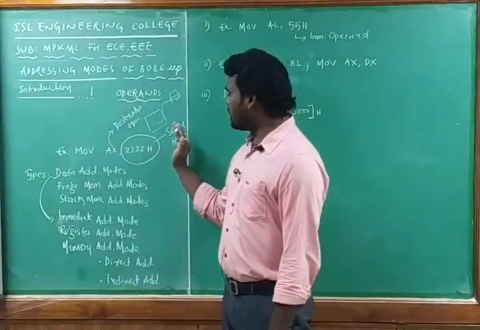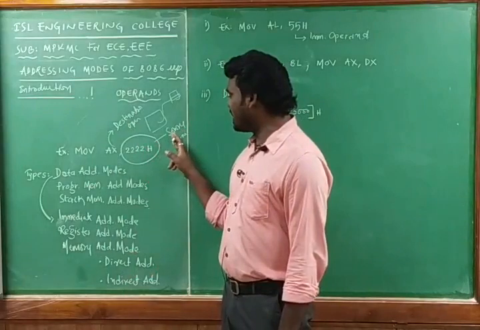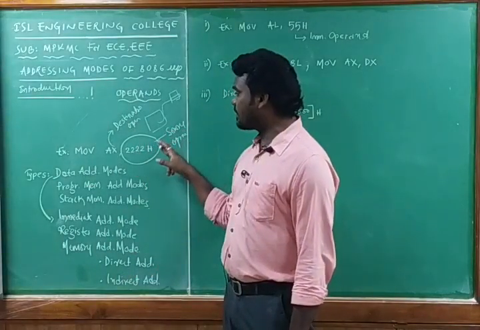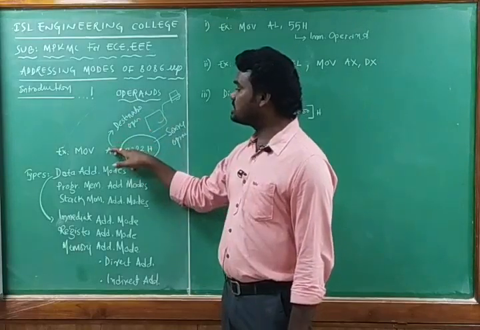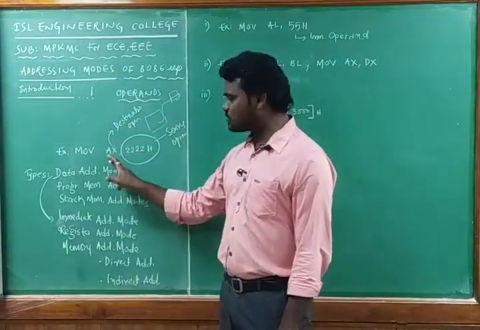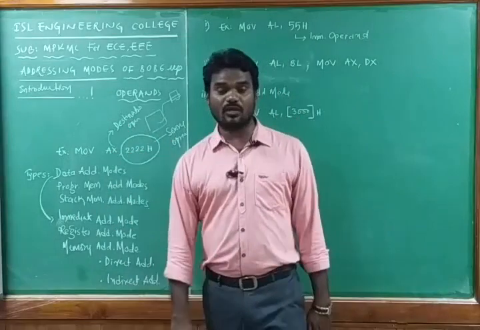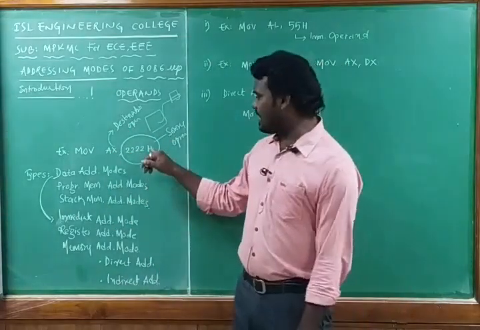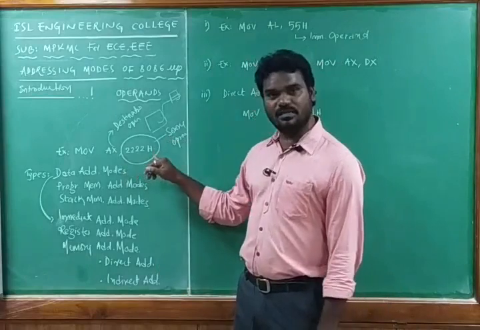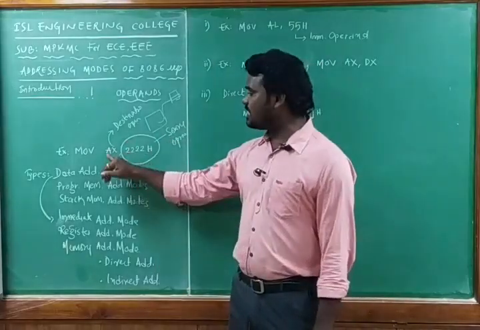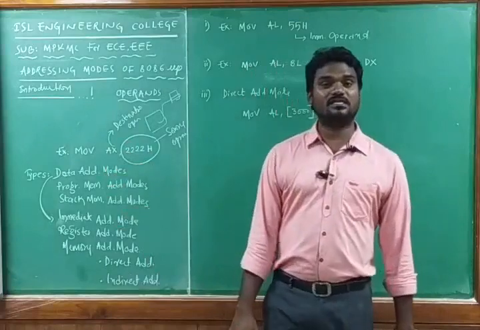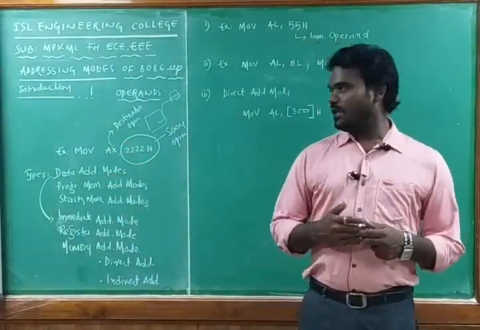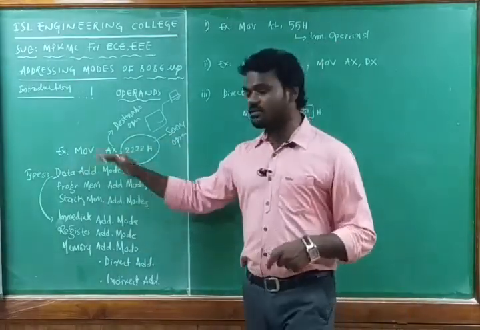That means whatever the data is there in the source operand, it has to move to the destination operand. The destination operand is AX. We know that it is the accumulator register, it is 16-bit wide. Here the source operand is having the 16-bit binary, and the destination operand is ready to take that 16-bit. And this is the structure of an instruction.